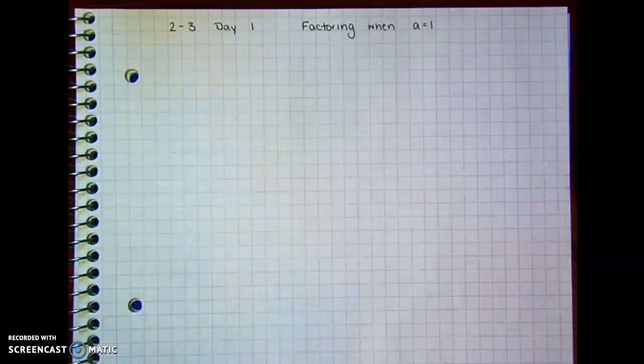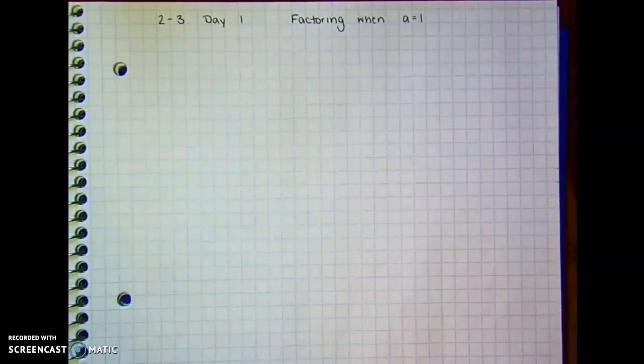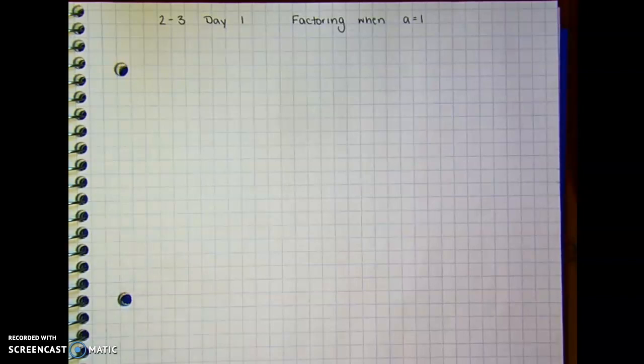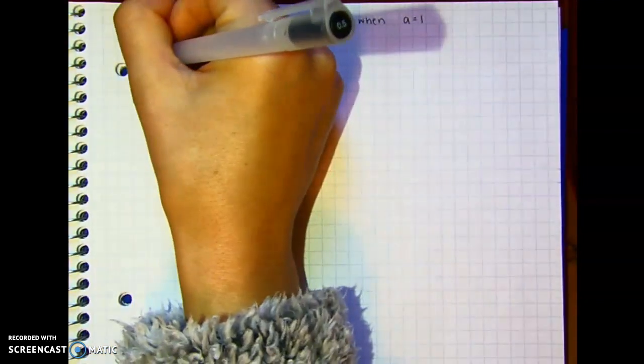Hey Algebra 2, in this video we're going to be focusing on factoring when a equals 1. Factoring, you guys learned this back in Algebra 1, and this is a topic that students tend to struggle with. So we're going to just review factoring out greatest common factors real quick.